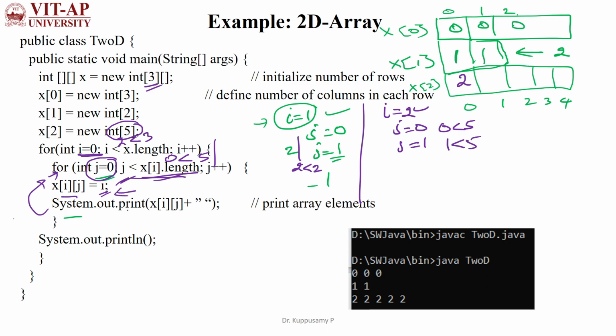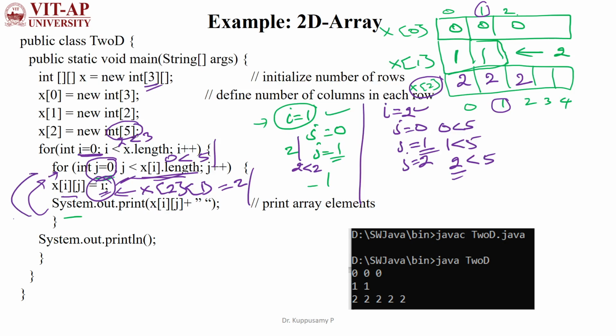X of I j. What is x of I j? X of I is 2, and J is here 1. So x of 2 of 1 is again assigned the I value, which is here 2. So 2 is being written. Again J is incremented. So 2 less than x of I dot length, which is 5. So it is still checking. It is true. So x of I j. What is x of I j? J is 2, so 2 comma 2. So this position, 2 comma 2, is assigned with the I value.